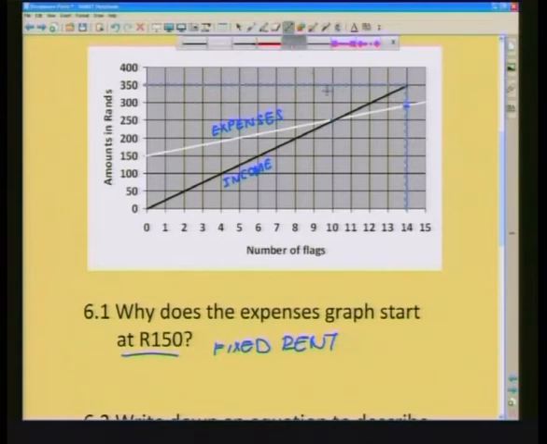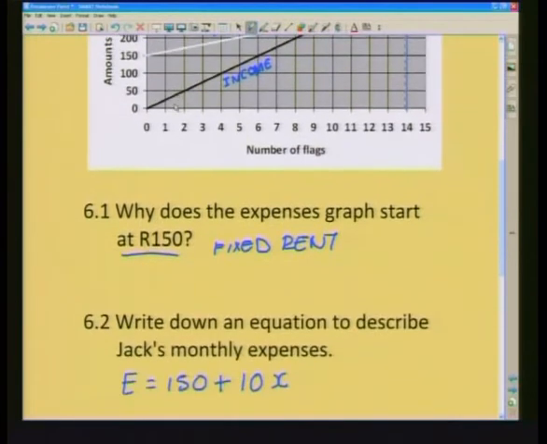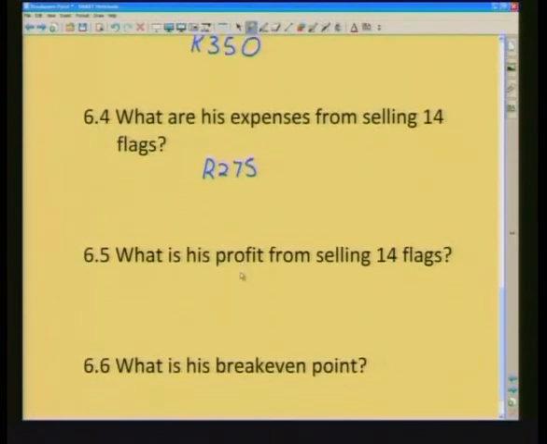So let's just draw that in. So from that point, I'm going to go across onto the y-axis. And what you will see is that point is roughly 275. So that is roughly, if we just round it up a little bit, very close to 300, that point will be 275 Rand. So that's his expenses from selling 14 flags. 350 Rand is his income.